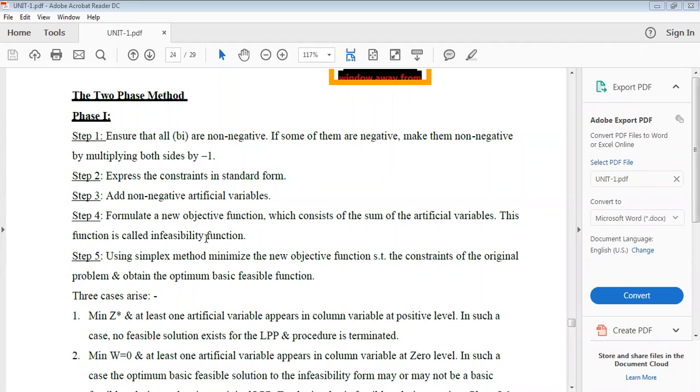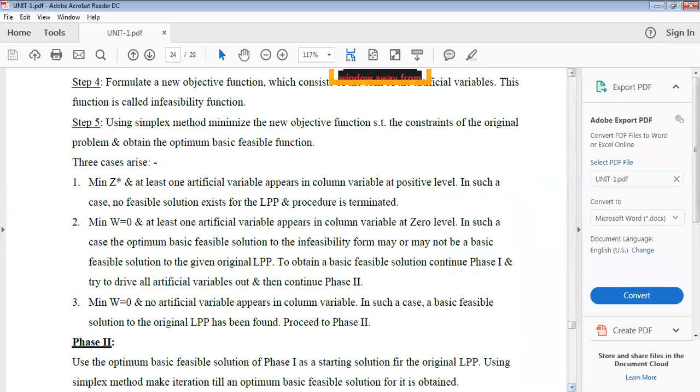This function is called the infeasibility function. After adding S1, S2 and all these things, the objective function has to be defined. Using the simplex method, minimize the new objective function subject to the constraints of the original problem and obtain the optimum basic feasible solution. Three cases may arise. Case one: minimum Z star is greater than zero, and at least one artificial variable appears in the column variable at a positive level. In such a case, no feasible solution exists for the LPP and the procedure is terminated.